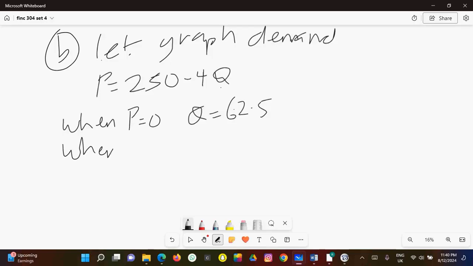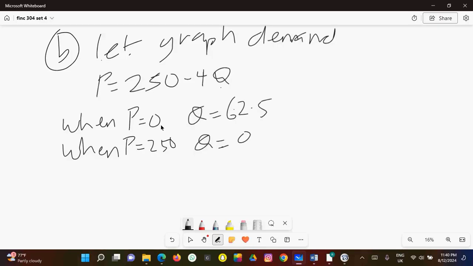And when Q is 0, remember, substitute Q here, and P is equal to 250. So this basically means that the highest price this firm can charge is 250. Sometimes they can ask you, according to this, what is the highest price the firm can charge? That is the 250. What is the highest quantity the firm can produce? That is the 62.5. That is the highest quantity they can produce, right?